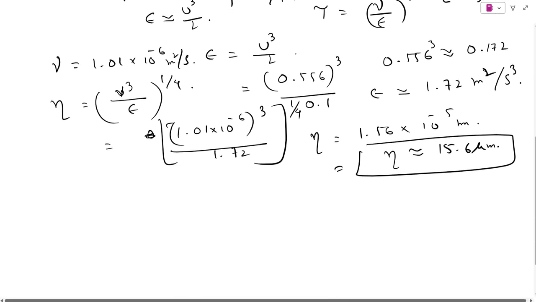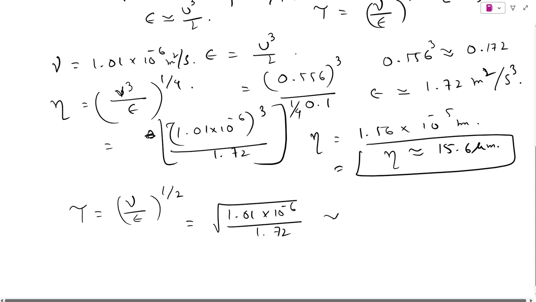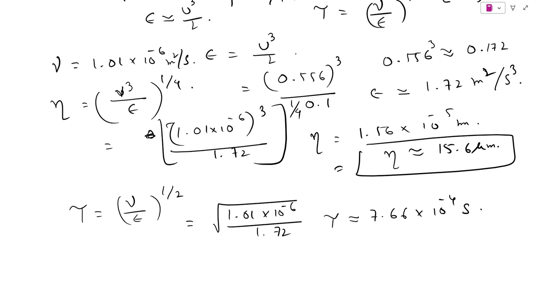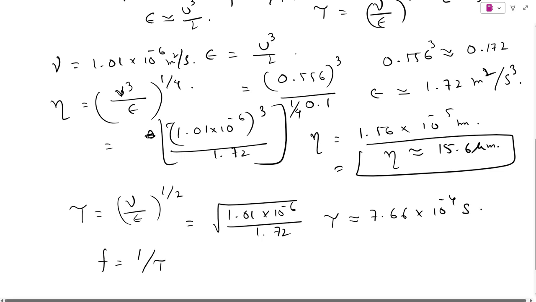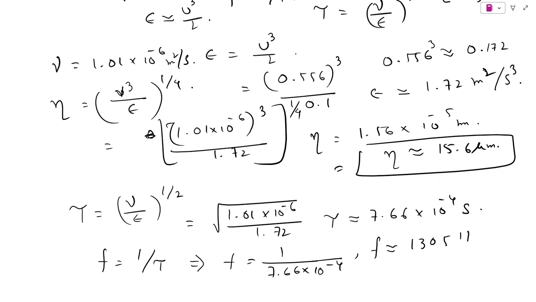Now, the smallest time scale. Substitute the values. So after solving, we are getting the result. Now the frequency. Substitute the values. So these are the final answers for this question. Clear now?